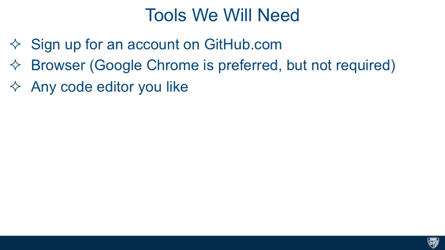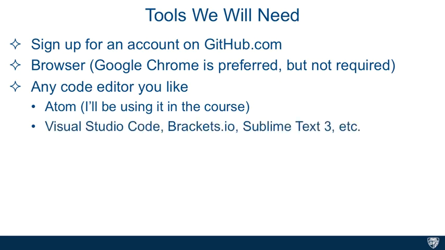Also, you need some sort of code editor. In this course, I'm going to use the Atom code editor. It's free, it's very good, it has plenty of plugins that you could put in to help you code, and it's actually also made by GitHub. However, you don't have to use that one. You could use Visual Studio Code, that's also free, or brackets.io, that's free. Sublime Text 3 is also free, but kind of asks you to eventually pay for it. So basically, choose the editor that you like, and you're going to be productive in.